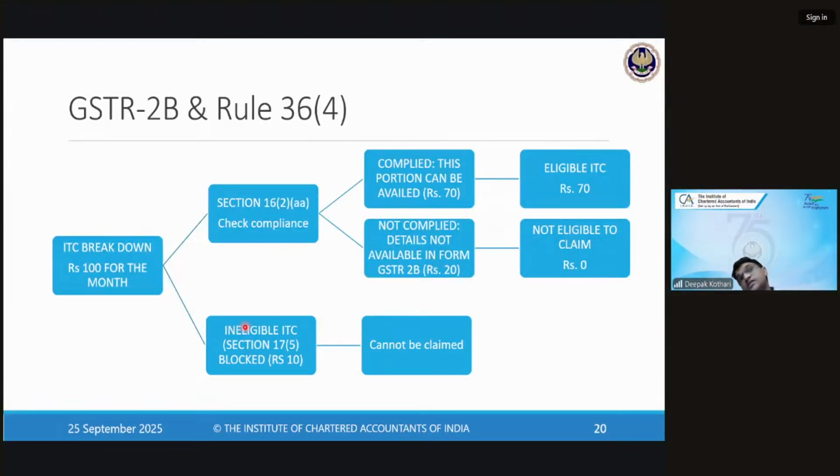And there is another 10 rupees which is there in your GSTR 2B, but it is ineligible because it's a block credit. Even then, you cannot claim the credit. So, in two instances, you can't claim the credit. One, it is not appearing in your GSTR 2B. And second instance, when it is ineligible under Section 17(5). In those cases, you can't claim it. In the first case, you can claim the credit.